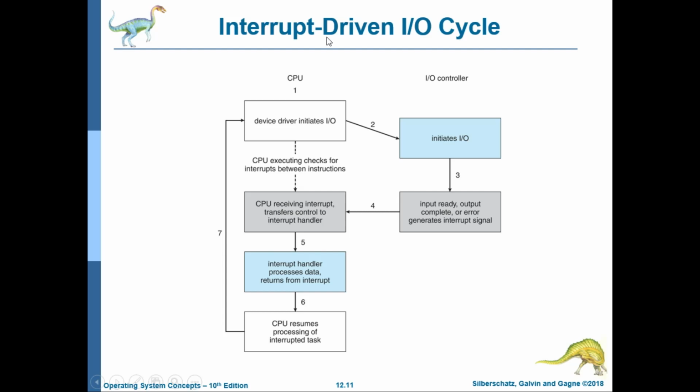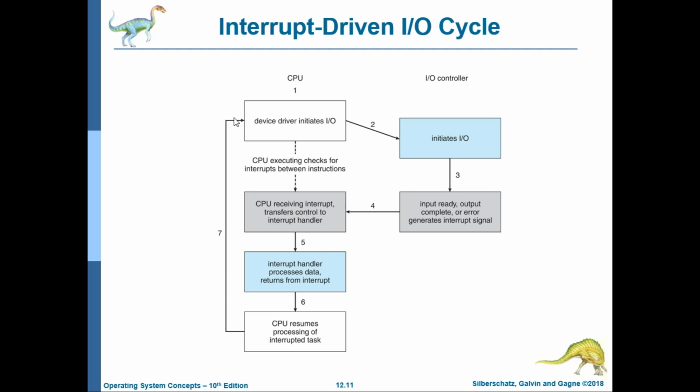And then next, we have the CPU receiving the interrupt and transferring control to the interrupt handler. And then we have number 5, the interrupt handler processes data and returns from the interrupt. And then next is number 6, the CPU resumes processing of the interrupted task. And then again, it will wait again until the device driver initiates I/O. So that is what is happening with interrupt driven I/O.